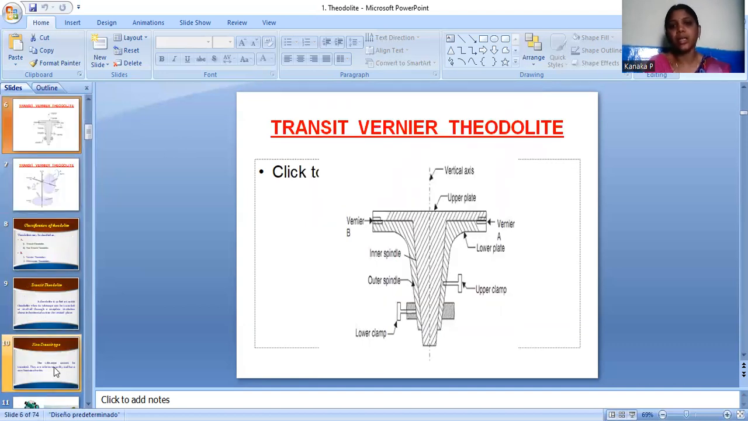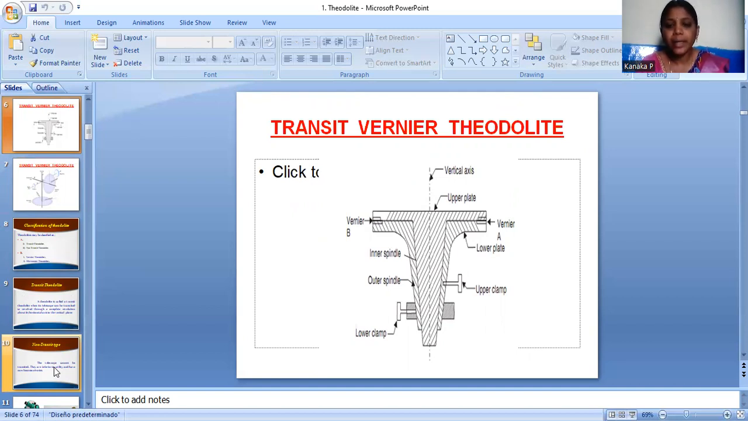The major thing about the theodolite is that it is used for accurate measurement of horizontal and vertical angles. It is widely used for various purposes and hence called the universal instrument. Theodolites are primarily classified as transit theodolites and non-transit theodolites.